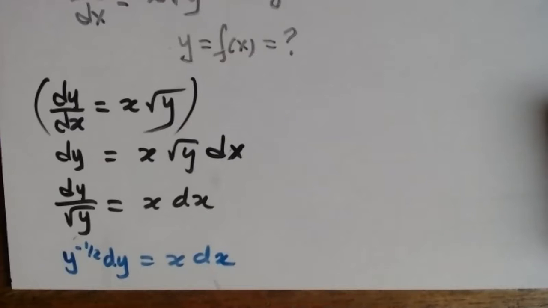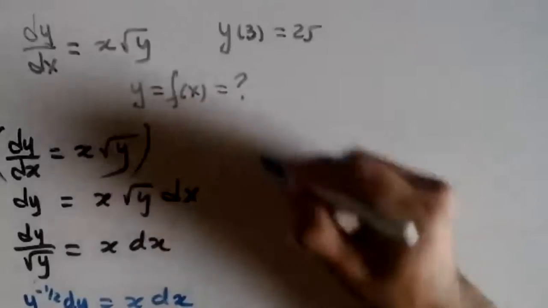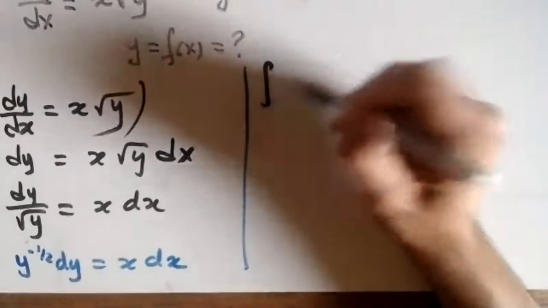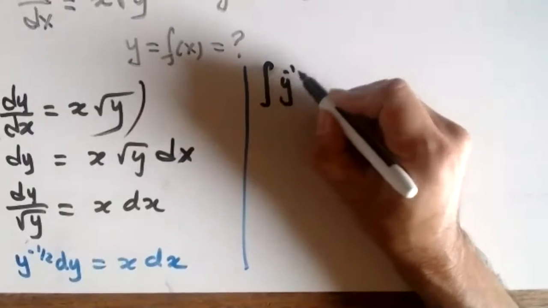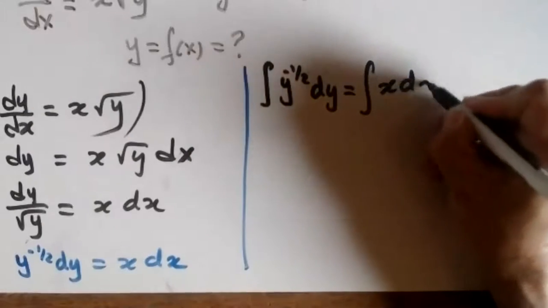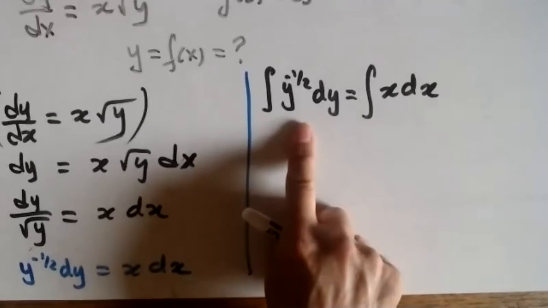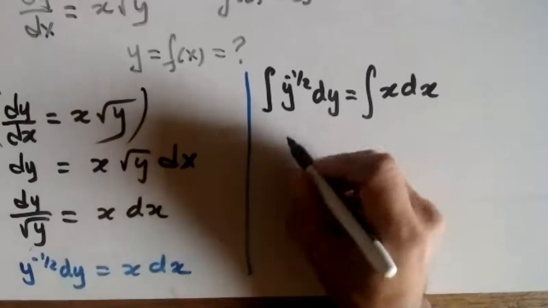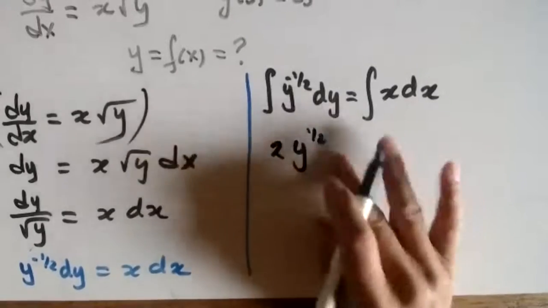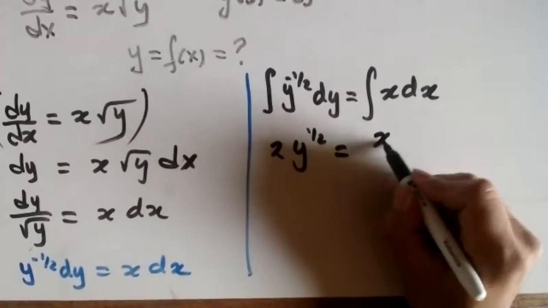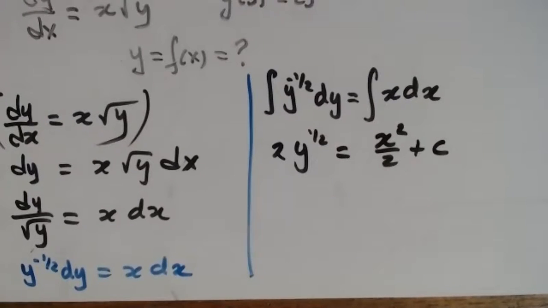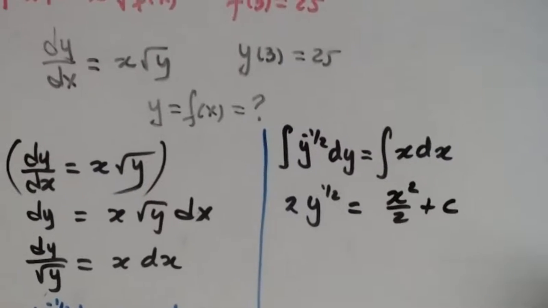Now you integrate. So I have to integrate. The integral of y to the negative 1/2 dy equals the integral of x dx. What is this integral? It is 2y to the 1/2, right? Equals x squared over 2 plus c. Remember, I just put one constant of integration.